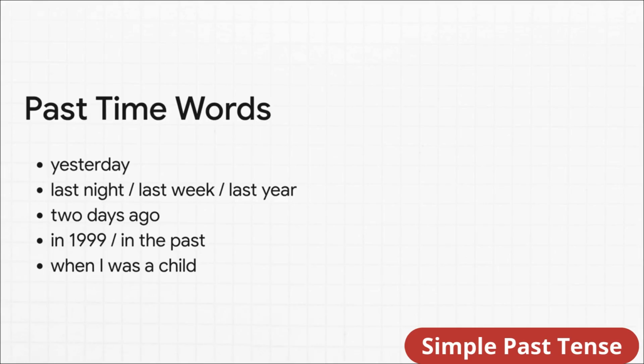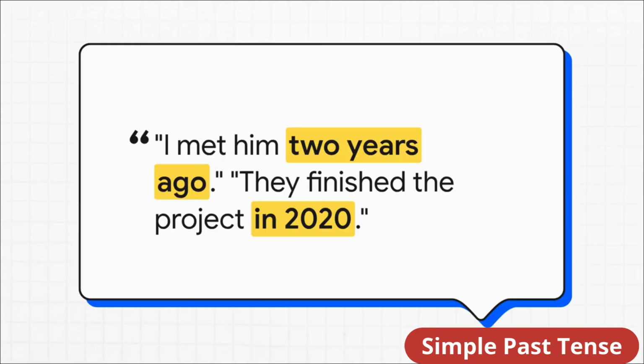Words like yesterday, last week, or phrases like 2 days ago, they instantly signal that you're in the simple past. They are your best friends for making your timeline crystal clear. And just look how perfectly they work in a sentence. I met him 2 years ago. That phrase just locks the event firmly in the past.